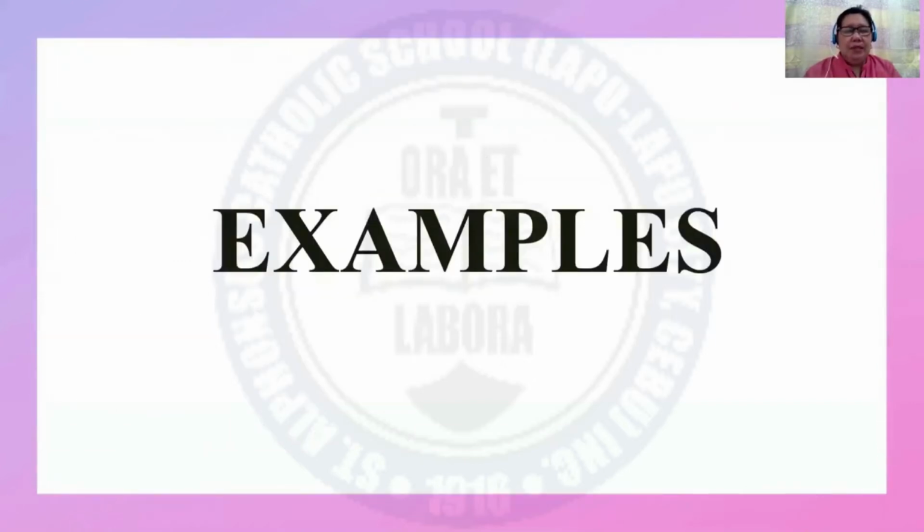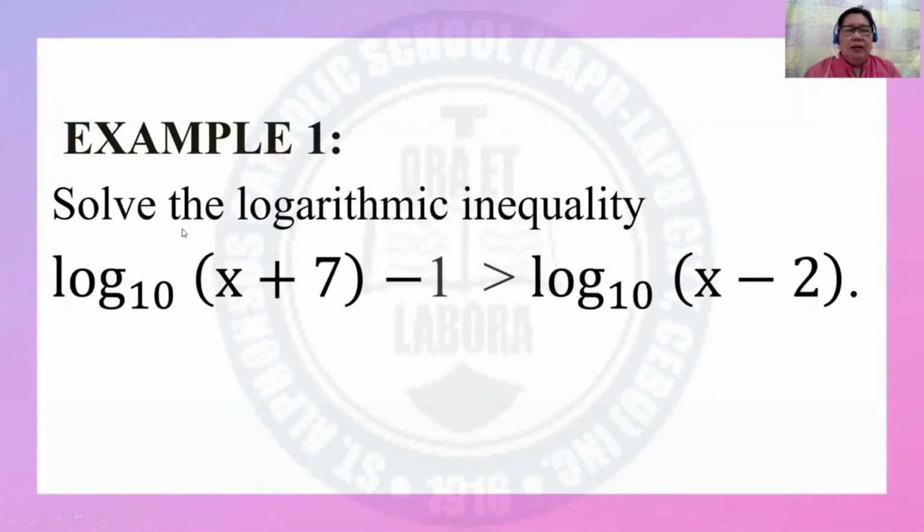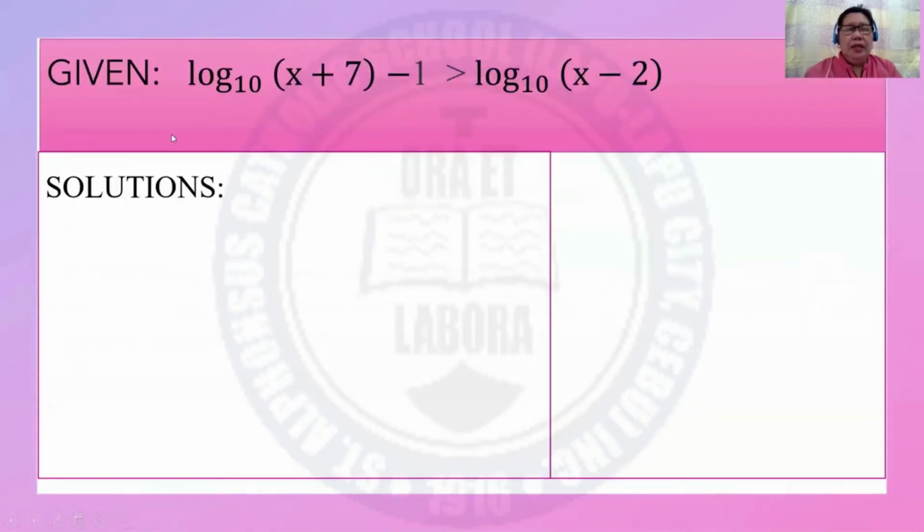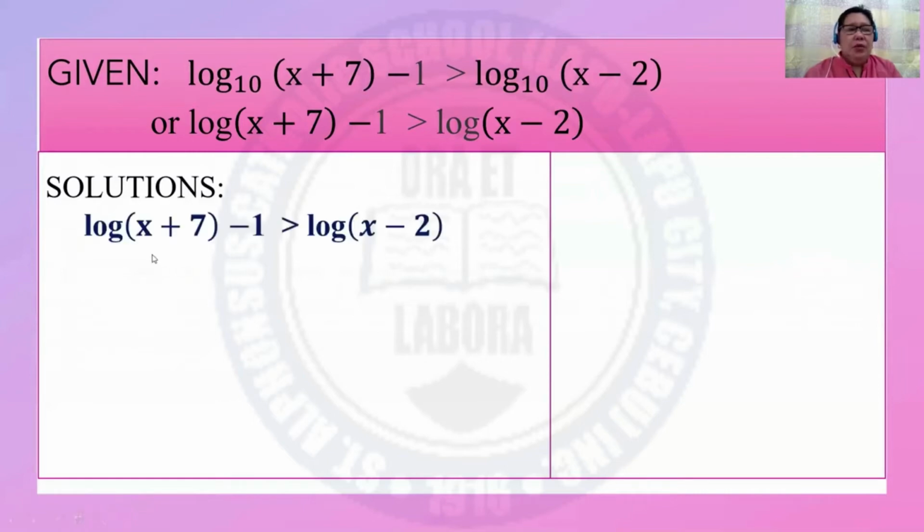Let us have examples. Example number 1. Solve the logarithmic inequality. Given the logarithm of the quantity x plus 7 to the base 10 minus 1 greater than the logarithm of the quantity x minus 2 to the base 10. Now, the given can be written in this form. The logarithm of the quantity x plus 7 minus 1 is greater than the logarithm of the quantity x minus 2. So the solutions, you copy first the given.